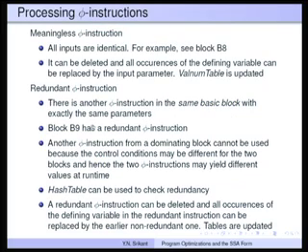A redundant phi instruction means we have already seen an instruction in the same basic block with exactly the same parameters. So, a redundant phi instruction can be deleted and all occurrences of its defining variable can be replaced by the earlier non-redundant one, and the tables are updated. This is how value numbering actually happens in SSA form.